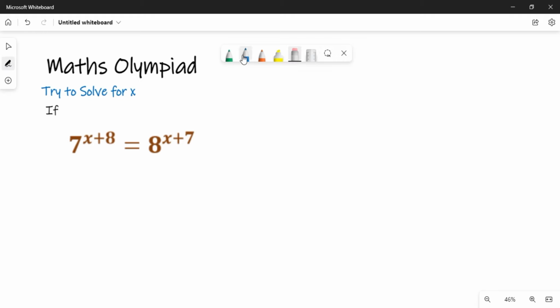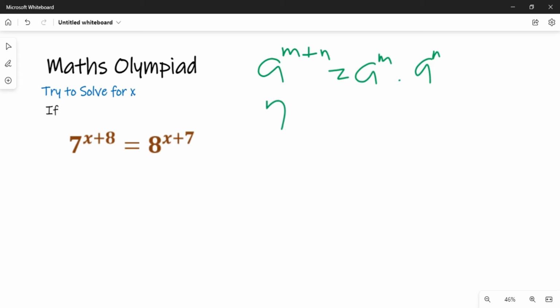Now let's solve this question. To solve this question, we are going to simply use a common law of logarithm that says if you have a raised to power m plus n, that will be equal to a raised to power m multiplied by a raised to power n. And this is the multiplication law of logarithm. Now, if we apply that here, we're going to have this equation to be equal to 7 raised to power x multiplied by 7 raised to power 8, and that will be equal to 8 raised to power x multiplied by 8 raised to power 7.